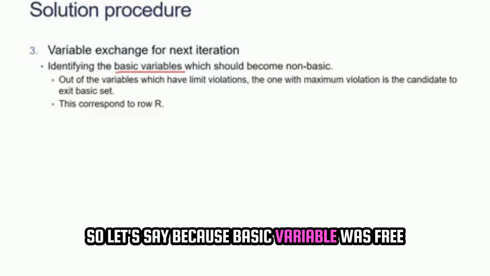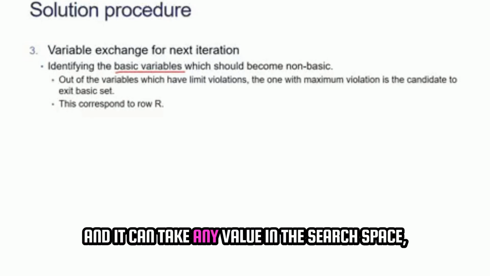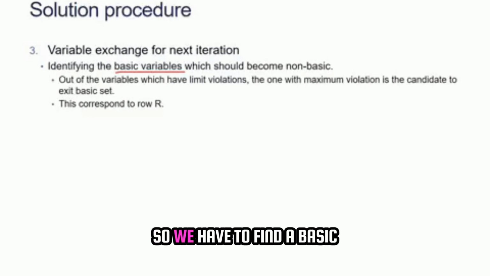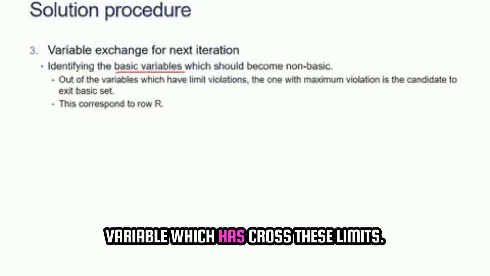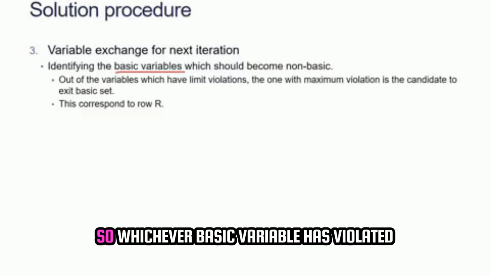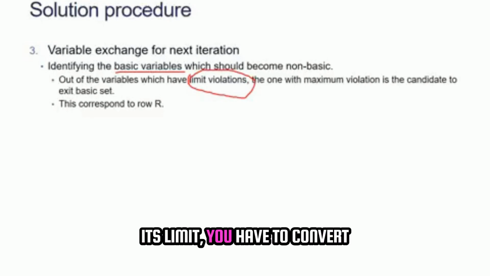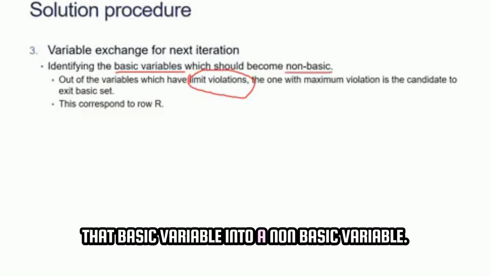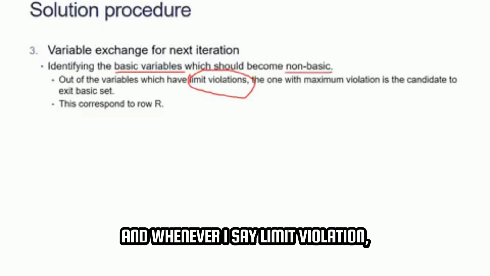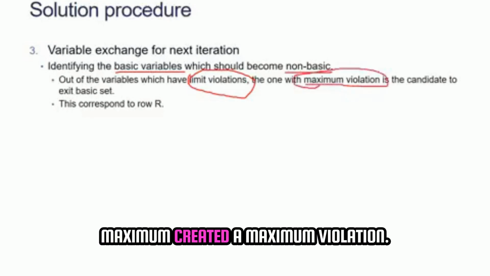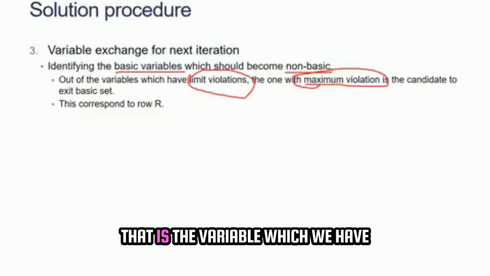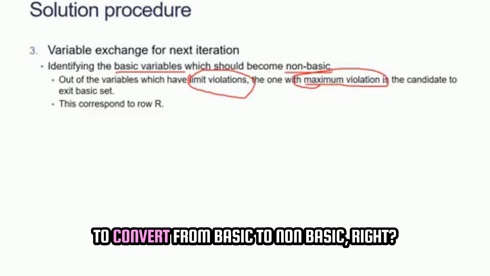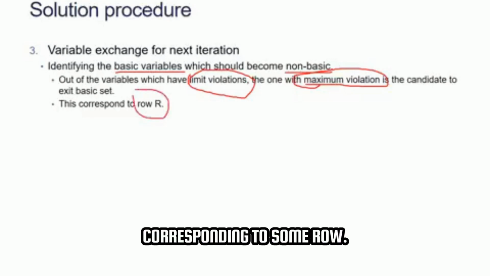Because a basic variable was free and it can take any value in the search space, we have to find a basic variable which has crossed its limits. Whichever basic variable has violated its limit, you have to convert that basic variable into a non-basic variable. And whenever I say limit violation, that means the one which has created the maximum violation. That is the variable which we have to convert from basic to non-basic, right? And this will obviously correspond to some row.